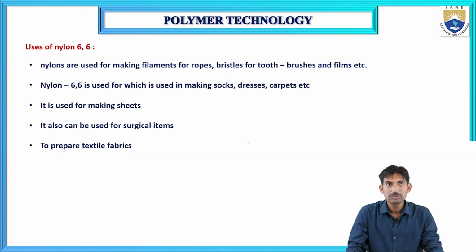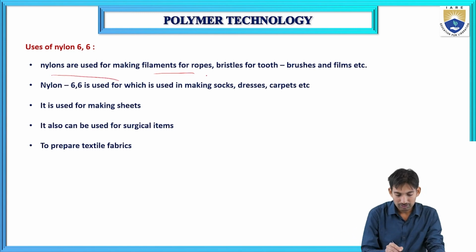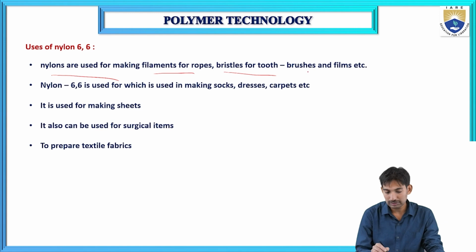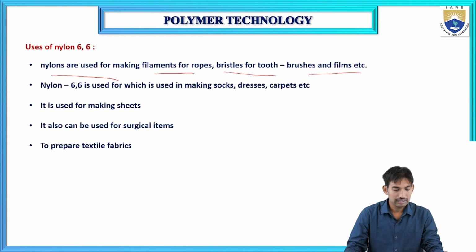Now, the uses of nylon 6,6. Nylons are used for making filaments for ropes, bristles for toothbrushes, and films, etc. We can prepare filaments for ropes using nylon 6,6. It is also used in making socks, dresses, and carpets.